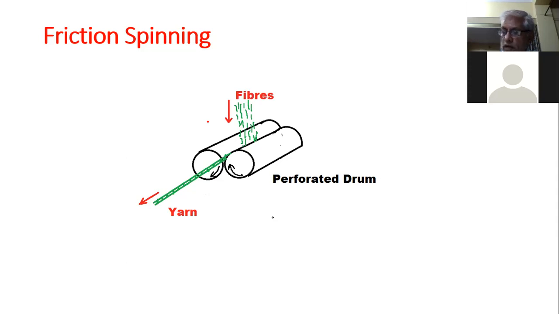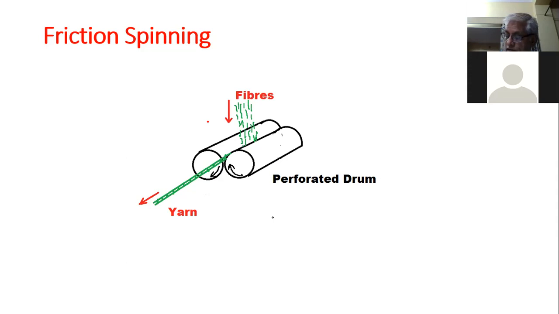But the most common features of the friction spinning are single sliver feed, one opening roller, two friction surfaces, means two drums, two perforated drums. These are the common features of this friction spinning.